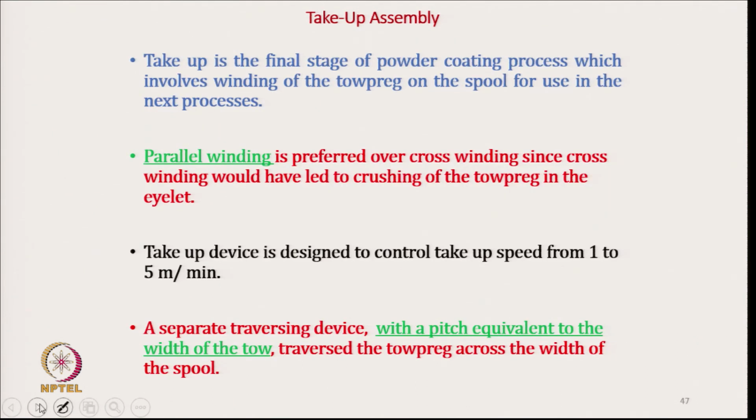As I have already mentioned, parallel winding is preferred over cross winding, because otherwise tension variation will be there, which may damage the toe preg. A separate traversing arrangement is there.